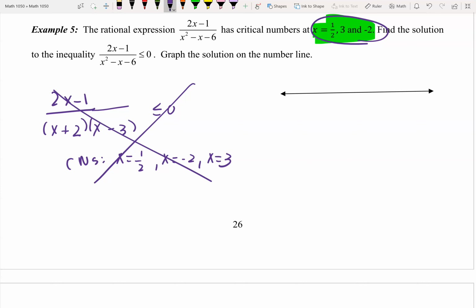So all I'm going to do is come over here. They're not going to give you wrong numbers, so you don't have to worry about checking it or anything. -2 is here. 1/2 is here. +3 is here. I do have an equal sign. The 1/2 is going to be a closed circle, but the 3 and the 2 come from the bottom, so they're going to be open. I only have 3 critical numbers, nothing squared, so I know my signs are going to alternate, okay?